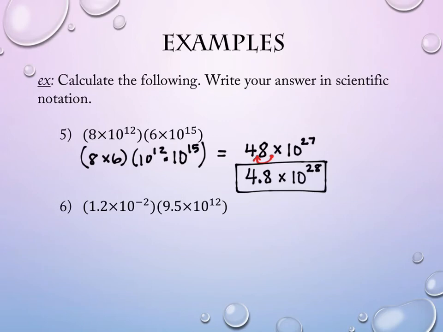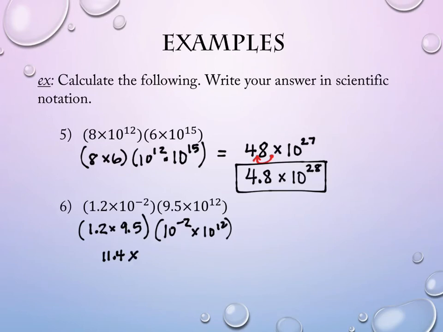All right, let's try another one. Again, I can change the order of the multiplication. The commutative property says I can do 1.2 times 9.5. And I can do 10 to the negative 2 times 10 to the 12th. So, grab a calculator if you wish. What is 1.2 times 9.5? Yeah, it's 11.4.